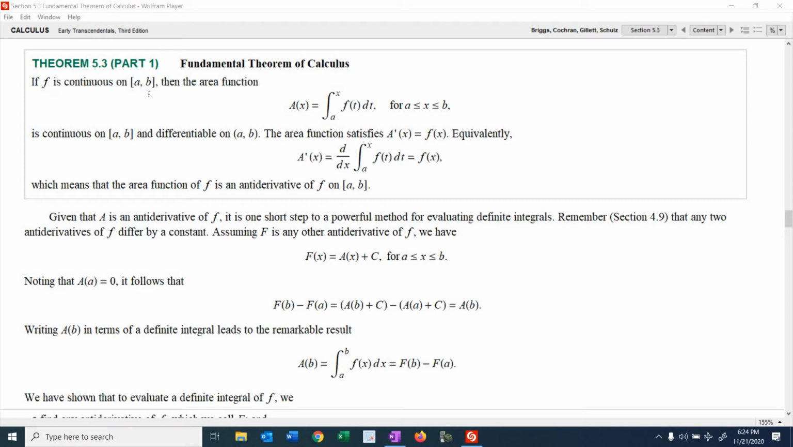Okay, so here's what the first part of the fundamental theorem of calculus says. If f is continuous on a closed interval from a to b, then the area function, which is given by this definite integral, is also continuous on the closed interval from a to b, and it's differentiable on the open interval from a to b. In addition to that, if we take the derivative of the area function, then we get the function evaluated at x. And that basically means that the area function of f, which is this definite integral, is an antiderivative of f on the closed interval from a to b.